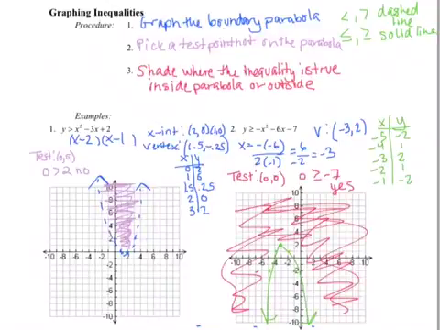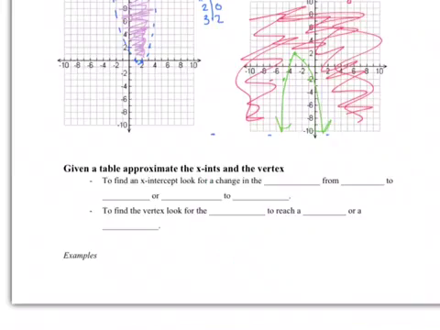So that's graphing inequalities. Again, the big thing was just to graph the parabola, pick a test point, and shade. The next type of extension that we want to look at is what happens if I give you a table of values. If I gave you a table of values for a quadratic equation, could you figure out where the x-intercepts were and where the vertex is?